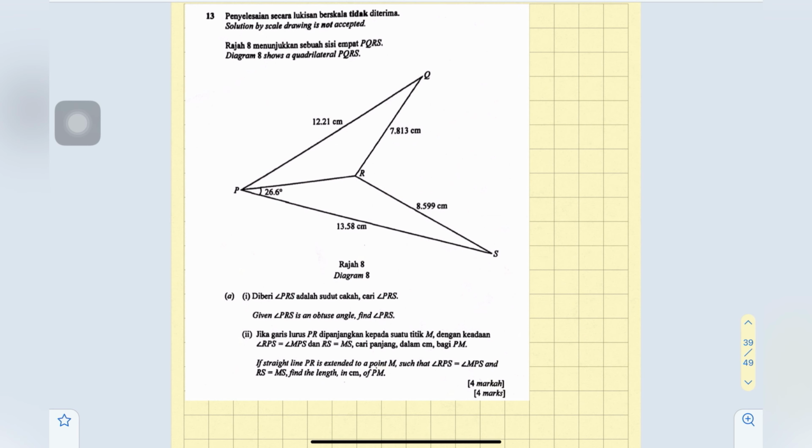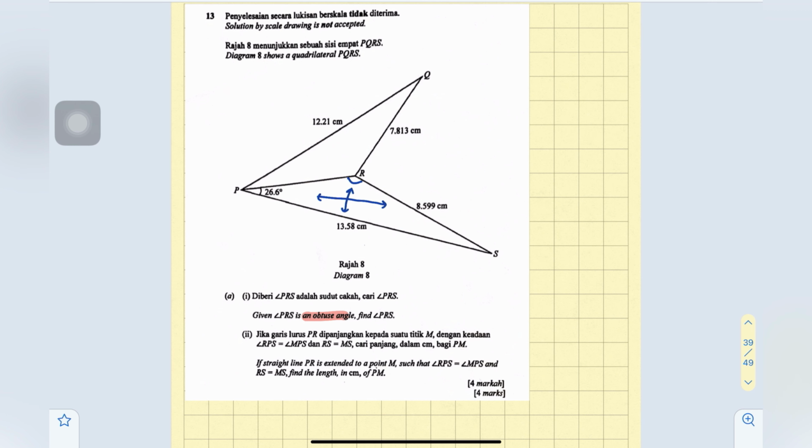Number 13, diagram 8 shows a quadrilateral PQRS A1. Given angle PRS is an obtuse angle. Find angle PRS. Okay, so now very important things. The angle of PRS is obtuse, meaning that more than 90 but less than 180 degree. Okay, so PRS. Okay, so PRS is this one. Okay, so kita kena fokus angle yang bawah ni. Kita boleh cari yang opposite lah. Kita meshkan dengan opposite side dia.